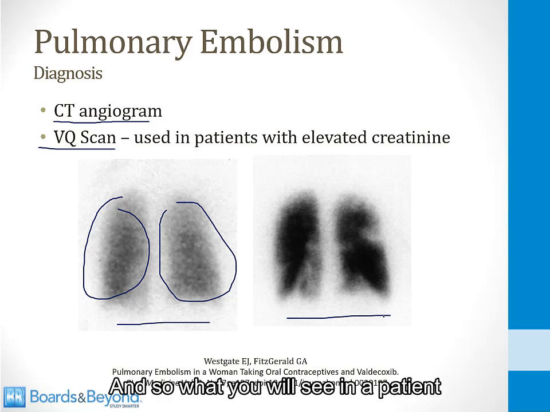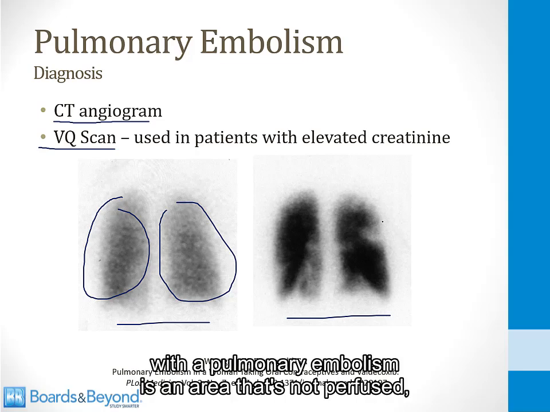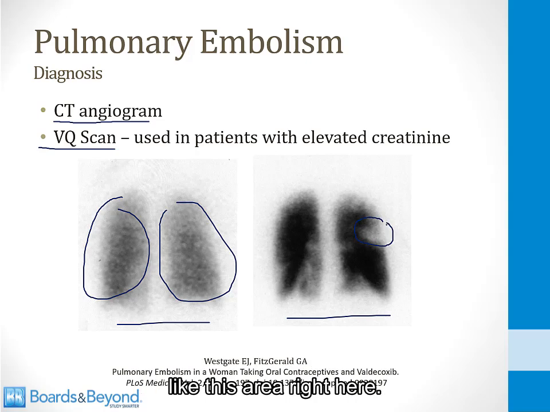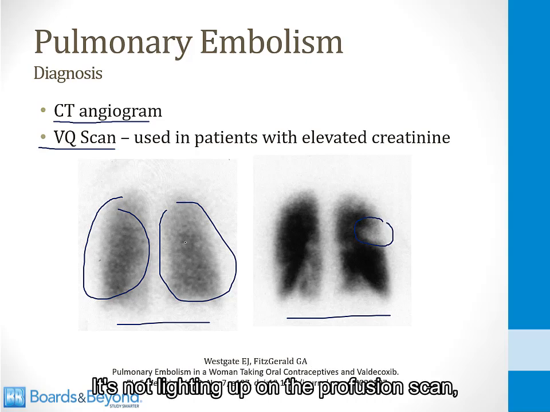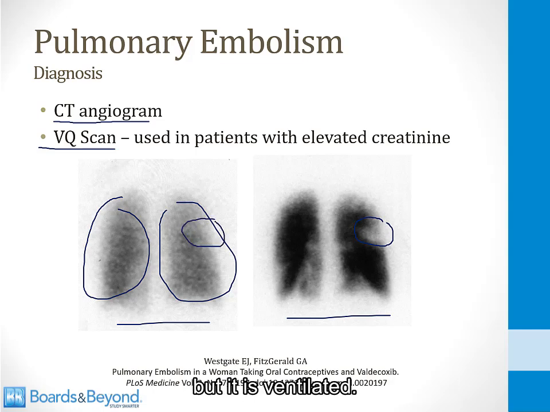And so what you will see in a patient with a pulmonary embolism is an area that's not perfused, like this area right here. It's not lighting up on the perfusion scan, but it is ventilated, and that's what you see in patients who have a pulmonary embolism.